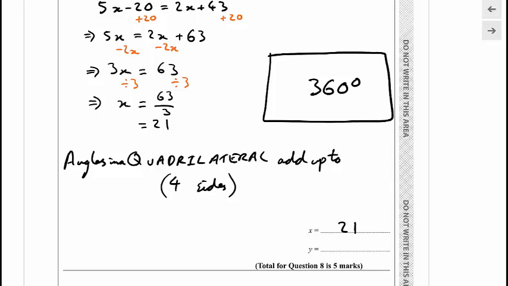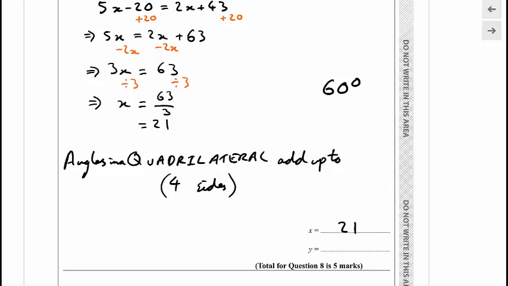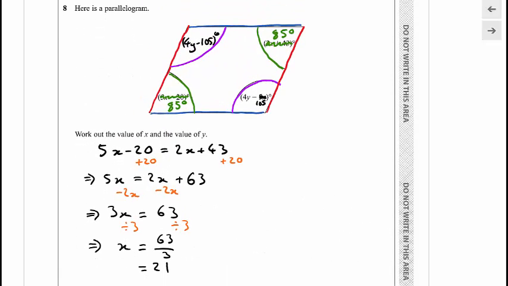If you add a side, you add a triangle. Don't worry about that too much now, though. So angles in a quadrilateral must add up to 360 degrees. So in other words, if I come back up to my shape, all the angles in this quadrilateral must add up to 360 degrees.